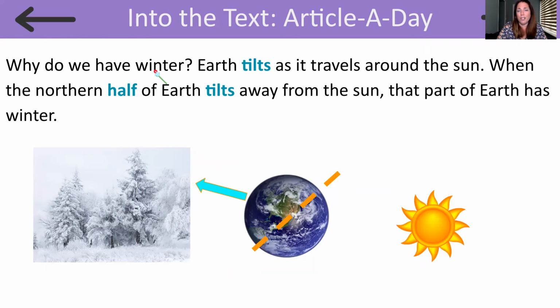Why do we have winter? Earth tilts as it travels around the sun. When the northern half of Earth tilts away from the sun, that part of Earth has winter. Okay, so this part of the Earth must have winter here because it looks like the Earth is tilting away from the sun here. So this part of the Earth has winter when it's tilting away from the sun.